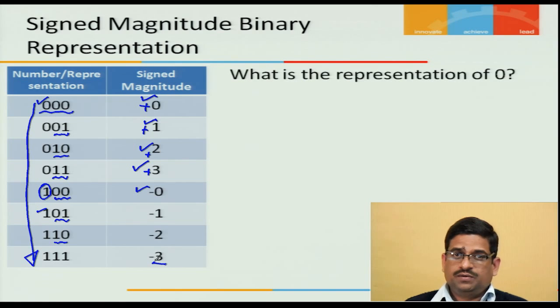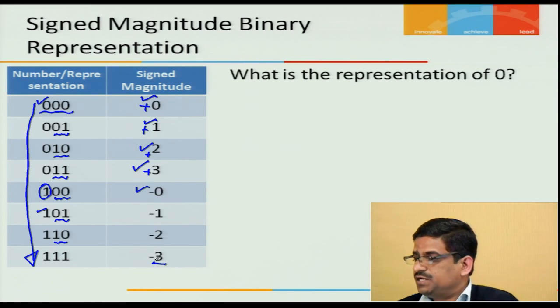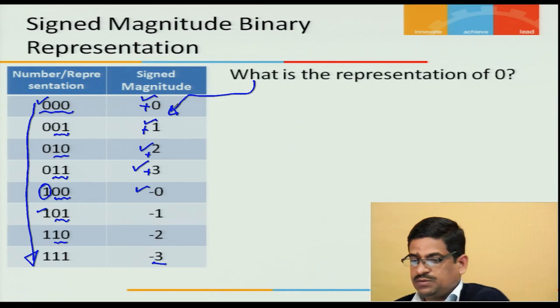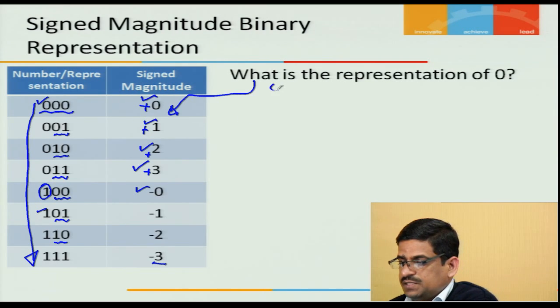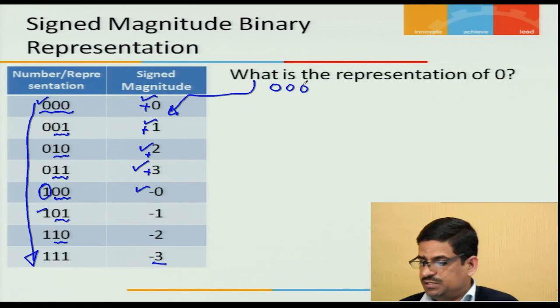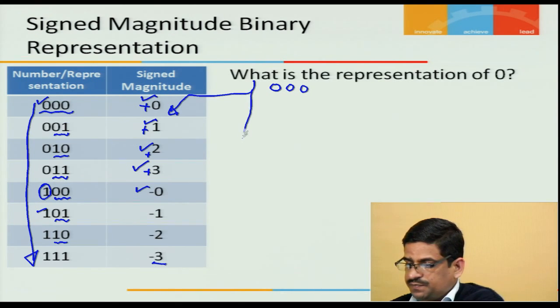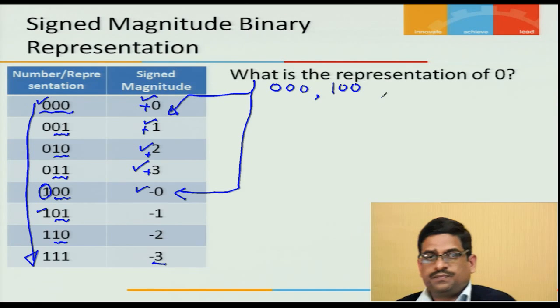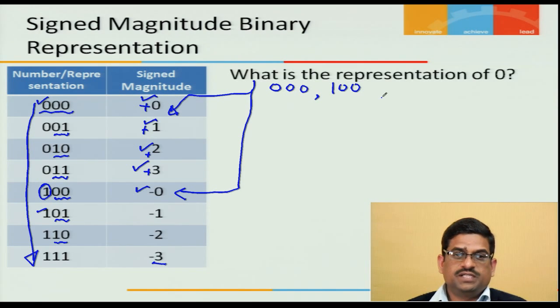Now you can see, what is the representation of 0? One representation of 0 corresponds to this row, 0 0 0, and another representation of 0 you can see here, that is 1 0 0. There are two representations of 0: one is plus 0, one is minus 0.